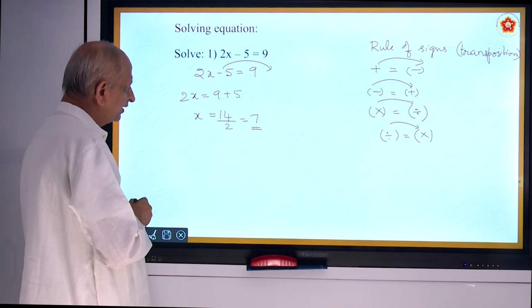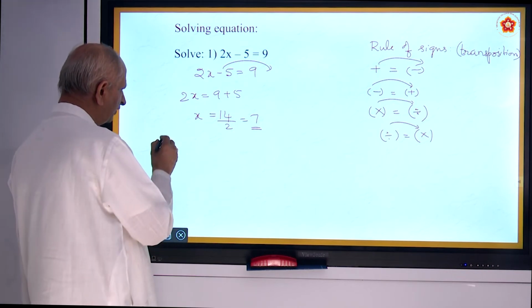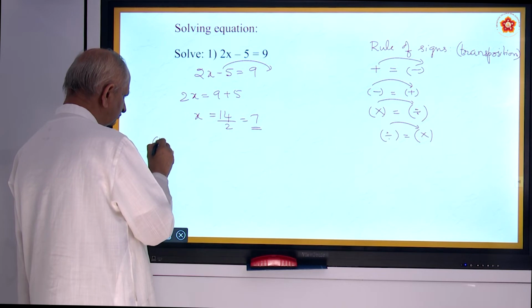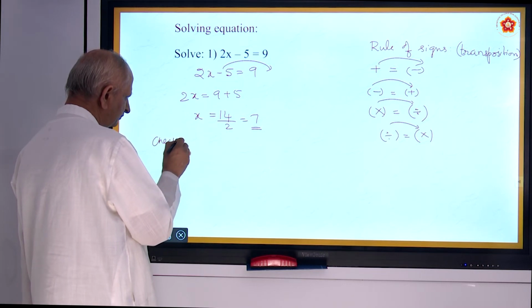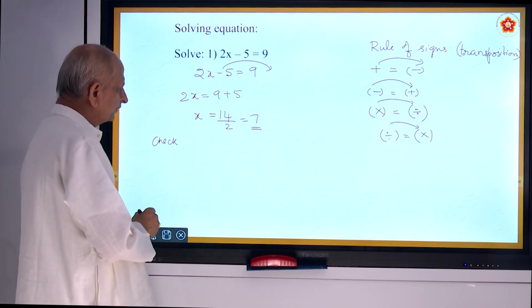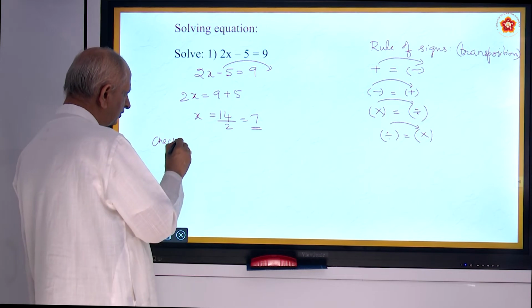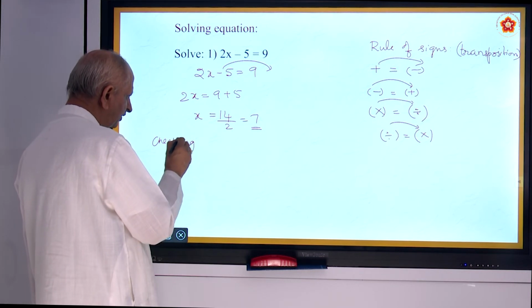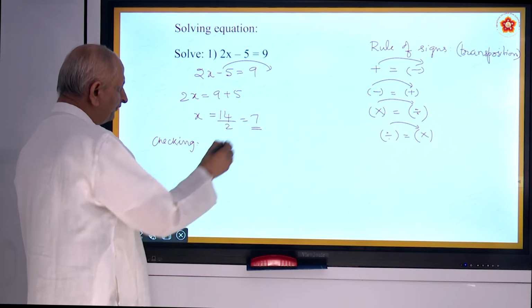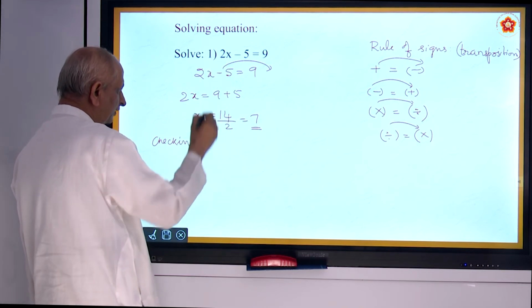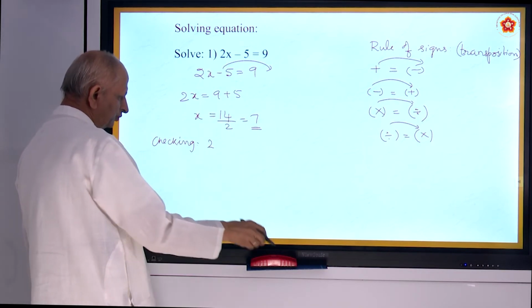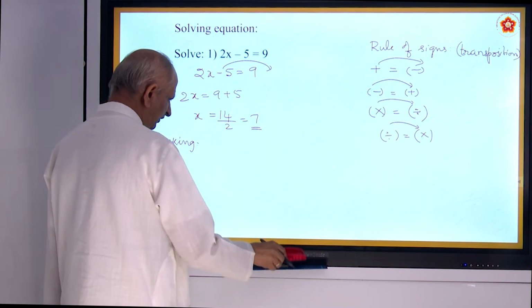Okay? And you can check also. How to check it? Checking, or you call it verification, you can call it anyway. Substitute this value of 7 here. So you can write it as left hand side.